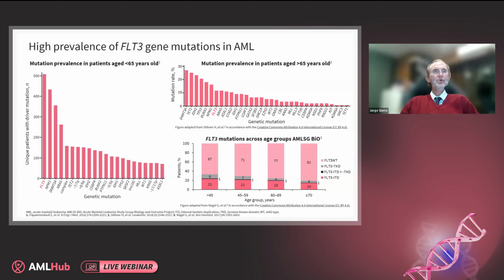On the bottom right, you can see that FLT3 mutations decrease across age groups, with the maximal frequency in patients below 55 and the lowest frequency in patients 70 years or older.